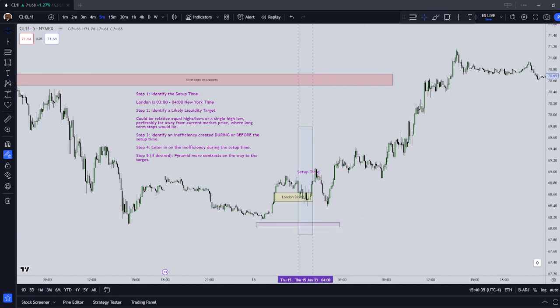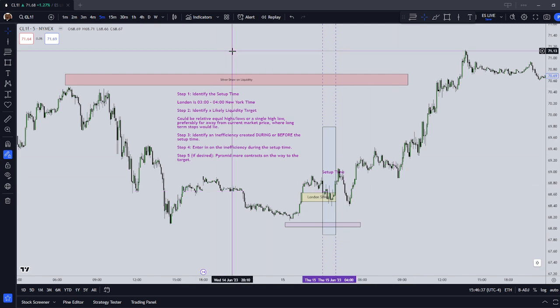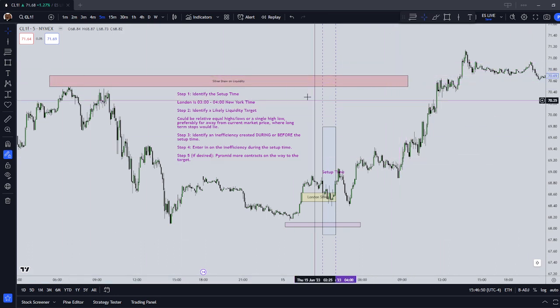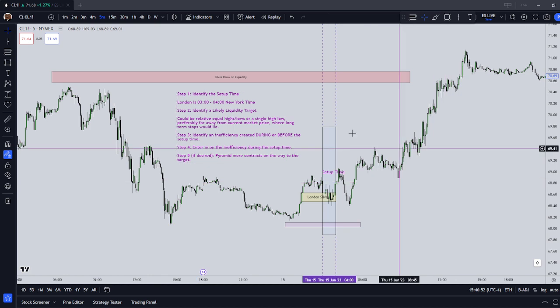And with that, in this video, we learned the ICT silver bullet setup. I'll probably be back with more examples of this. This is my new model. I'll probably teach it 50 times. This is the model that I want to master, so I will probably teach it multiple times, now on different asset classes, you name it. I'll show you the same exact model over and over and over again. Okay, in this video, we learned the ICT silver bullet.